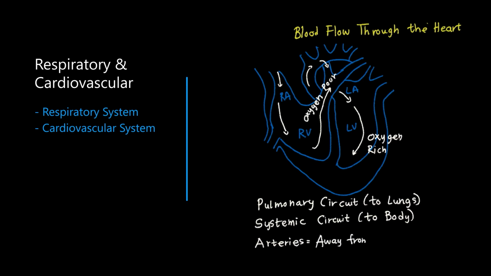The now oxygen-poor blood then begins its journey back to the heart through the veins, and the entire cycle starts over. A key takeaway is the separation of the two circuits. The pulmonary circuit goes to and from the lungs, and the systemic circuit goes to and from the rest of the body. And remember, arteries carry blood away from the heart. Veins carry it back to the heart.